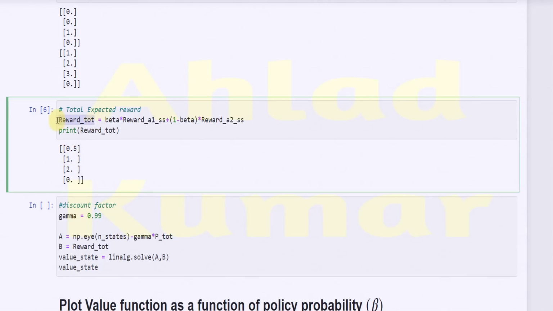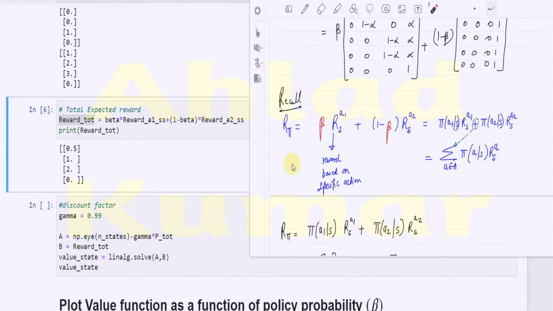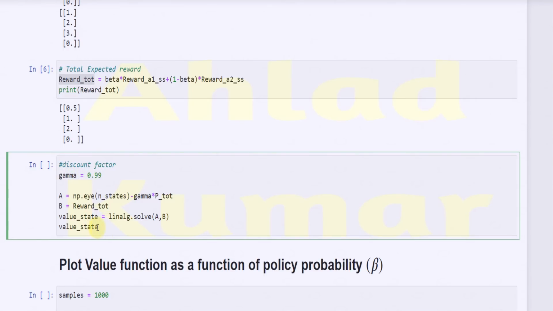So we are calculating the total reward, which is weighted by reward_A1 and reward_A2, and this reward is nothing but this R pi, and its value is given by 0.5, 1, 2 and 0. This piece of code is the same as calculating the value of the states, which we also did in our last lectures. I will not explain this in detail now. If you want to understand it, you can watch my earlier lectures where I have explained this in detail. Right now I am keeping gamma as 0.99.